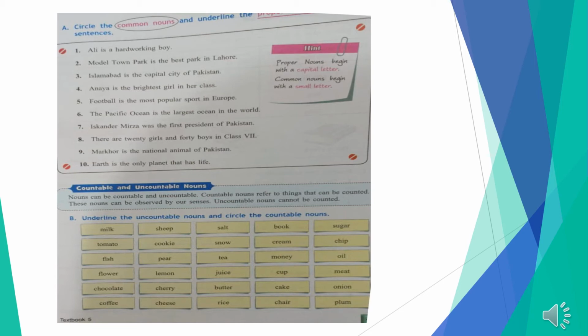Next, number 8 is there are 20 girls and 40 boys in class 7. You can underline class 7 and you can circle 20 girls and 40 boys. Next, number 9 is Markhor is the national animal of Pakistan. You have to underline Markhor and Pakistan and you can circle national animal. Number 10 is Earth is the only planet that has life. You can underline Earth and circle planet.